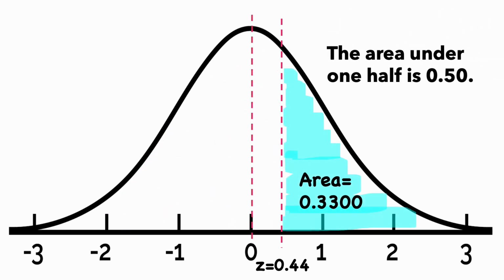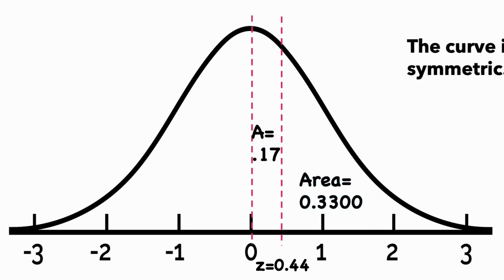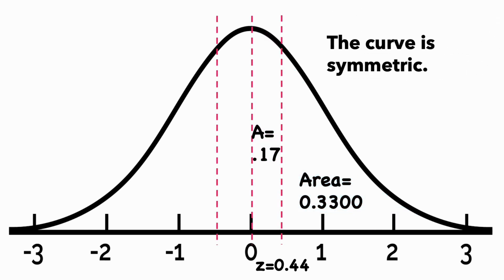Next, remember that the area under half the curve is 0.50. So if you have 0.33 in the blue shaded area, then the unshaded portion of that half must be 0.5 minus 0.33, or 0.17. Finally, remember that the curve is symmetric. So any areas you have in one half with a positive z-score, you'll have the same areas in the other half with the negative z-score.